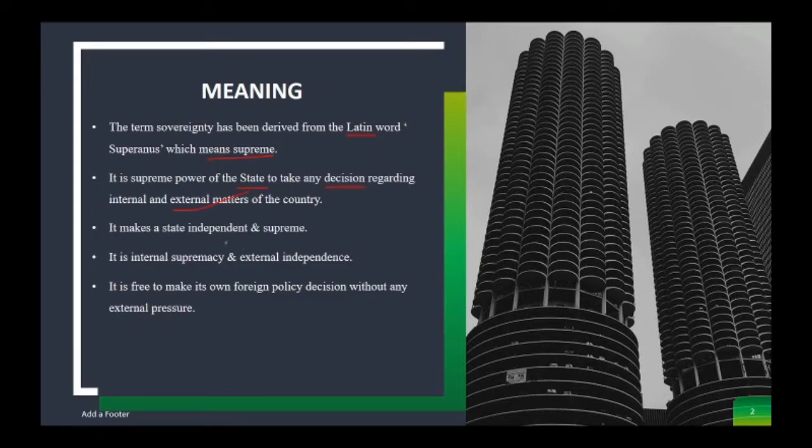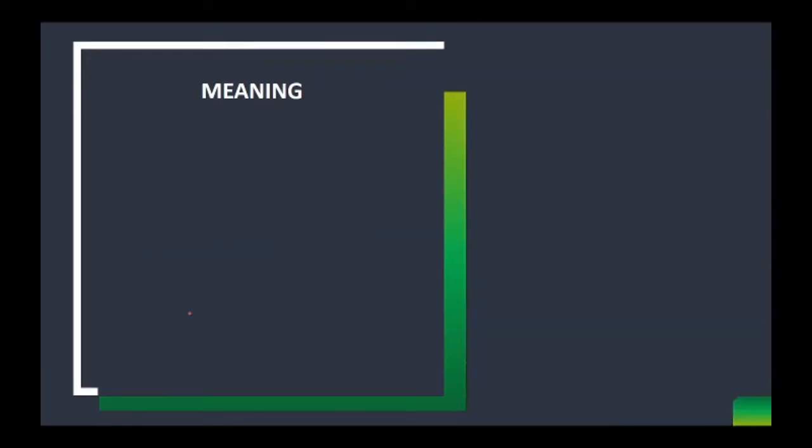It makes a state independent and supreme. Sovereignty is internal supremacy and external independence. That's what sovereignty means. The state is free to make its own foreign policy decisions without external pressure. It can handle its own internal matters without interruption from other states.